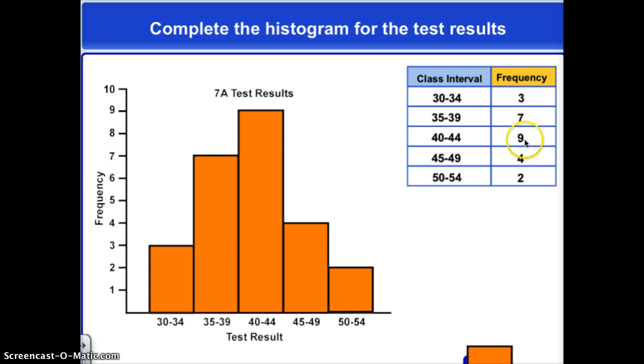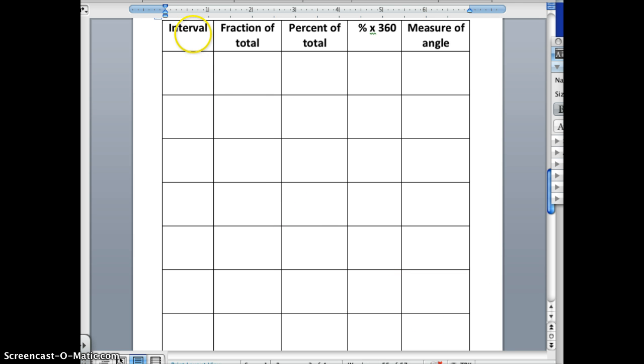So we would add 3, 7, 9, 4, and 2, and when we do that, we're going to get a total of 25. That means that there are 25 kids in the class, just as for however many presidents or however many home run leaders you have, you're going to do the same thing. So we know our total is going to be out of 25 kids or 25 things. And the number 25 is what you'll use tomorrow when you fill in your chart. Your interval will be simply whatever you chose.